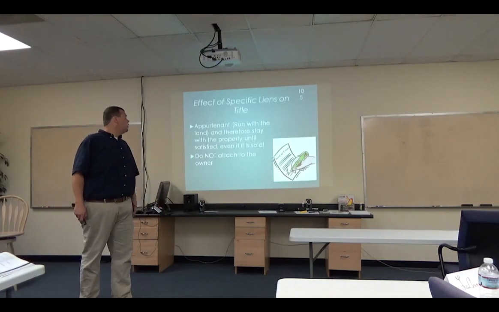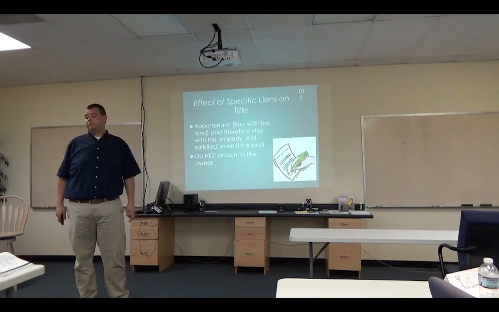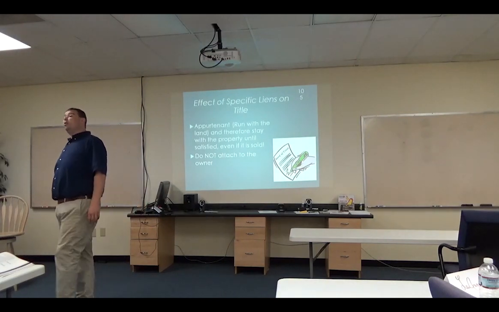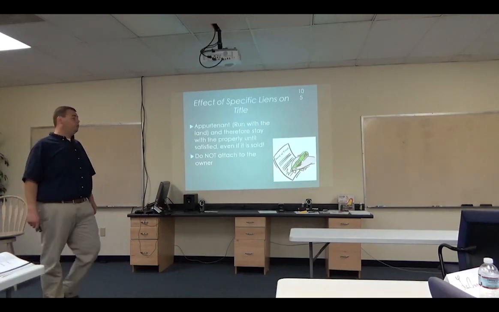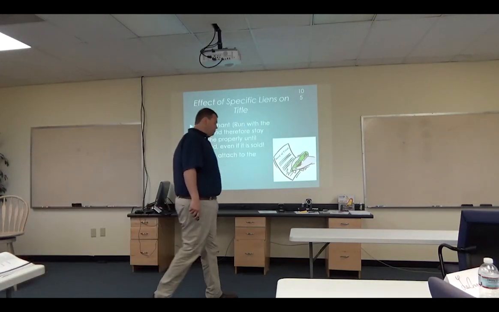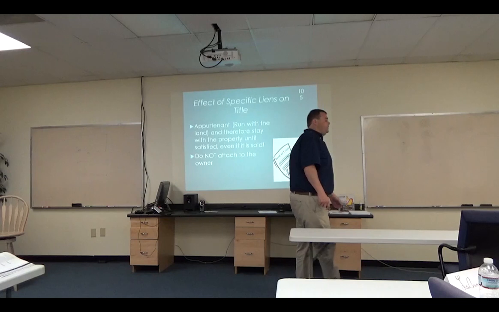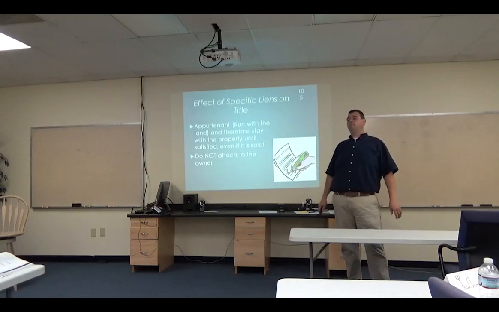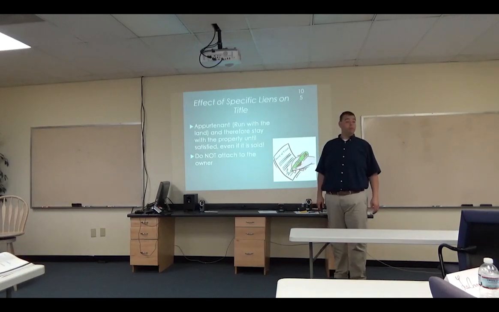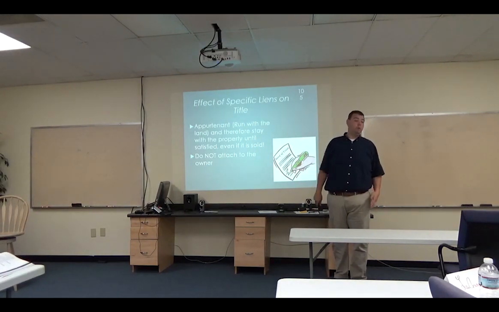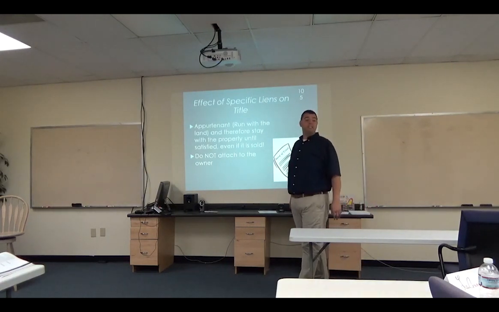All right? Now, what are the effects of a specific lien on the property? Number one, they are appurtenant. Specific liens are very much appurtenant. What did we say that word meant? It runs with the land. Tell me what that means. No matter who owns it, it's attached to it. Yes, no matter who owns the property, it stays with it. We don't care. The lien, the thing that's appurtenant, stays with the property, stays with the land.